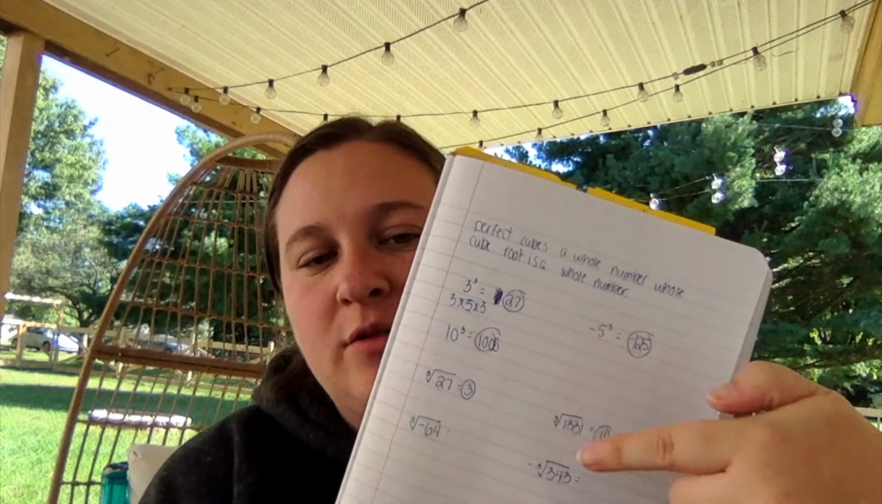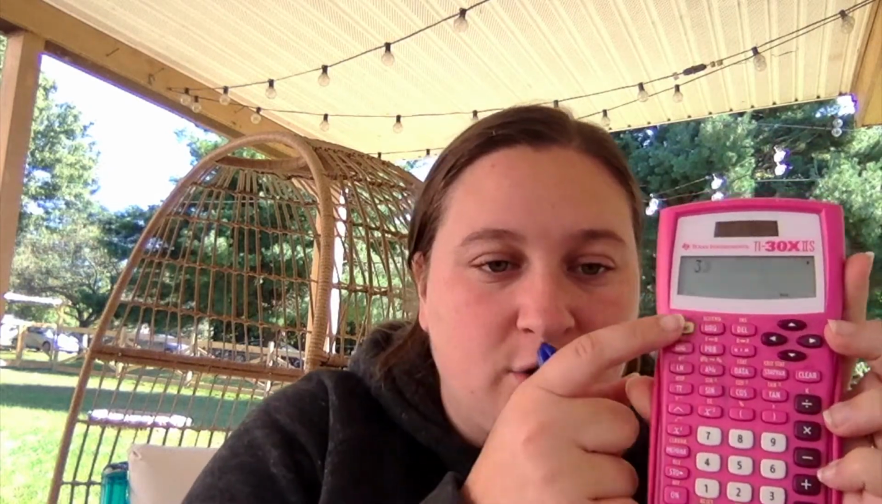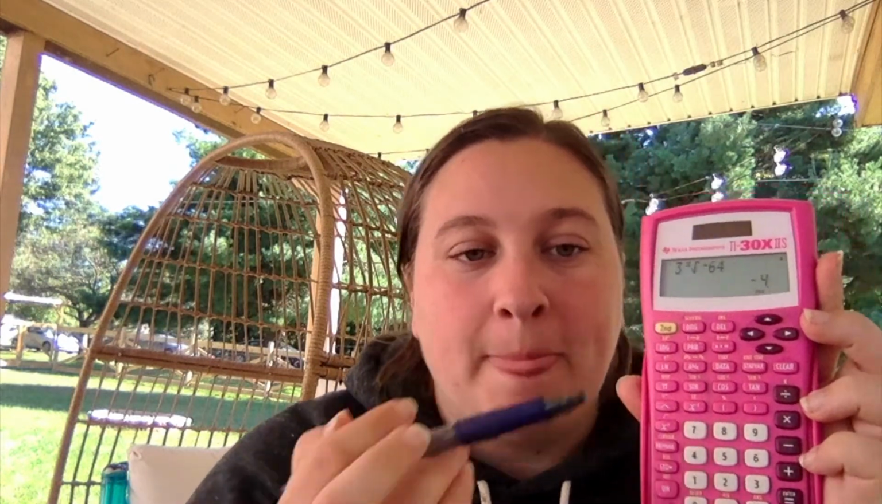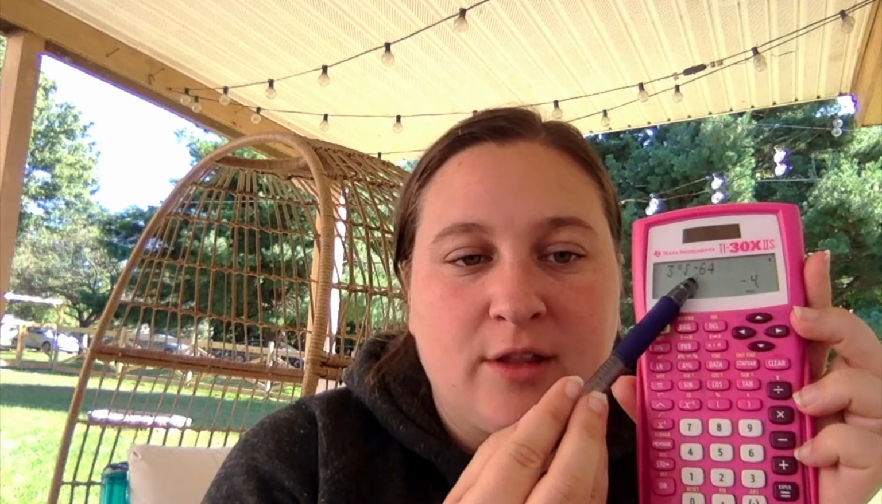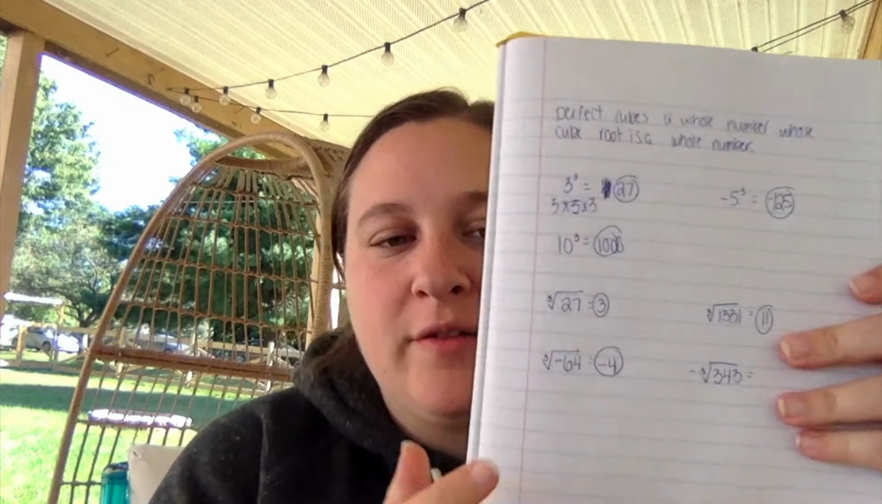Last two examples are going to involve negatives. So with square roots, it matters where the negative is. For cube roots, you'll see what happens. So we're taking the cube root of negative 64. The negative is underneath the root. So we're going to put in the cube root first, and then we're going to type negative 64 and hit enter. It gives us negative 4. Now if we were doing the square root and we had the negative underneath the root, this would say domain error. So that's a big difference between cube roots and square roots. So we got negative 4 for that example.